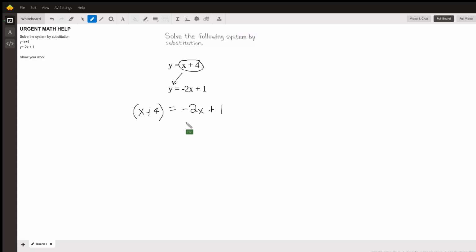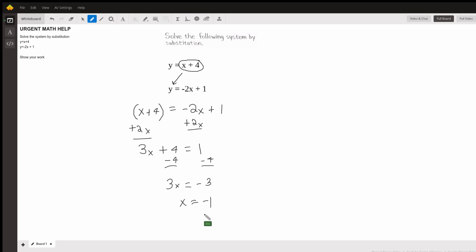So we could start by adding 2x to both sides. That gives us 3x plus 4 equals 1. Now I could subtract 4 from both sides, and I get 3x equals 1 minus 4, which simplifies to negative 3, and that means x equals negative 1.